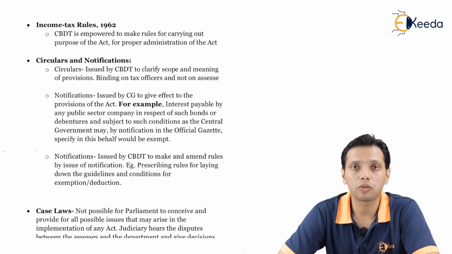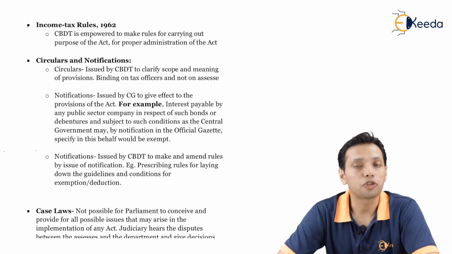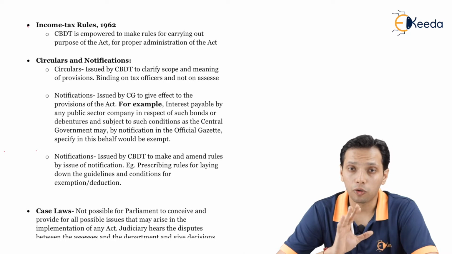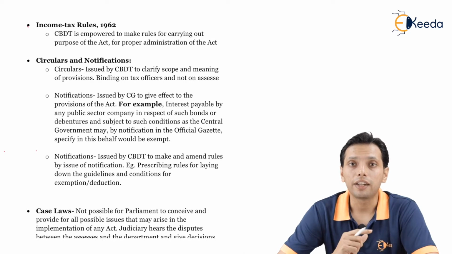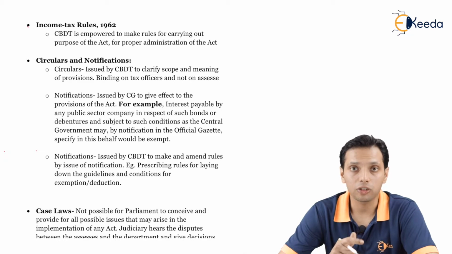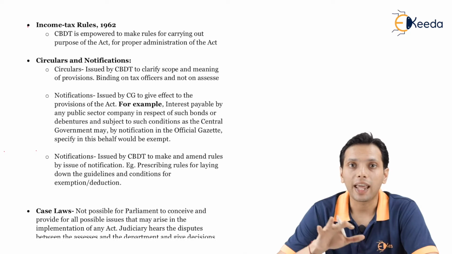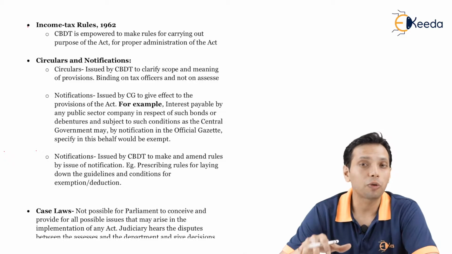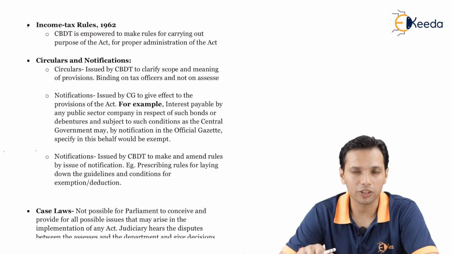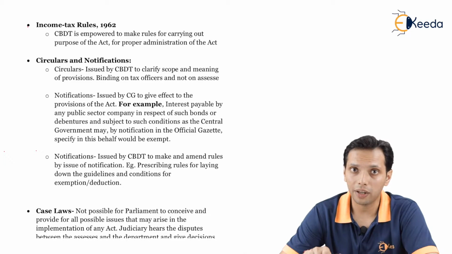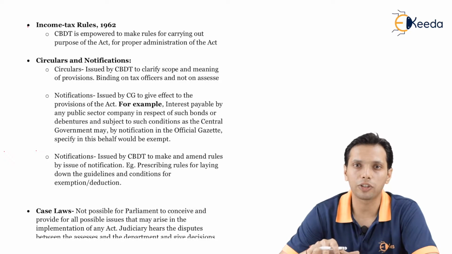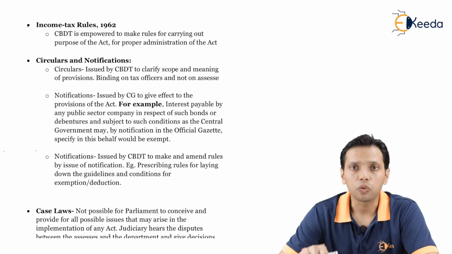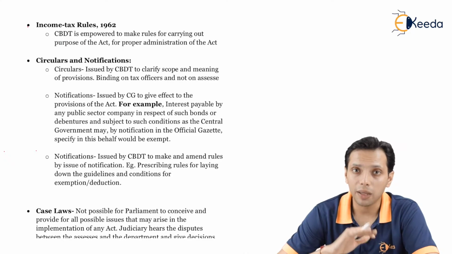Circulars and notifications. Circulars are made by CBDT. They are issued by CBDT to clarify the provisions of the Act, and they are binding on the income tax officers, and not on the SSC and appellate authorities. Once a clarification is issued, it is an internal communication to the tax officers, and the tax officer has to implement it because it is binding on the tax officers. And the SSC, though not bound, can use the circular for their benefit.